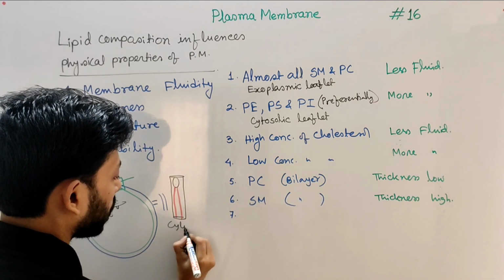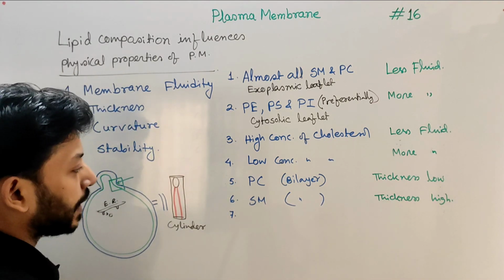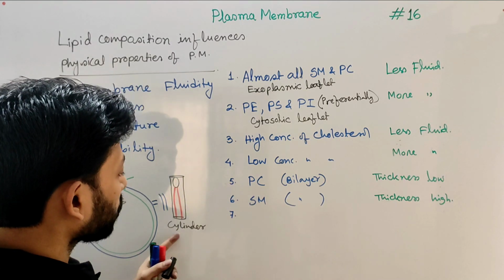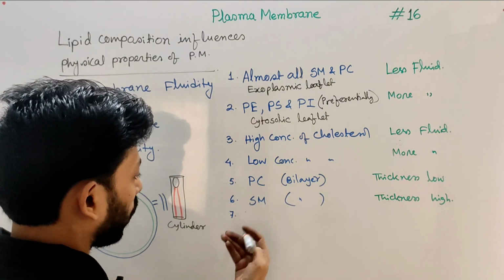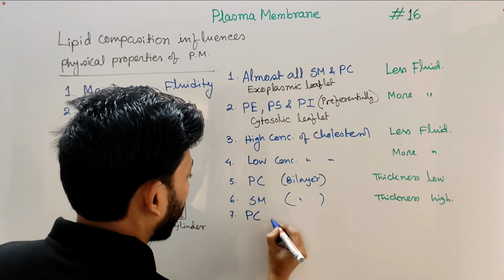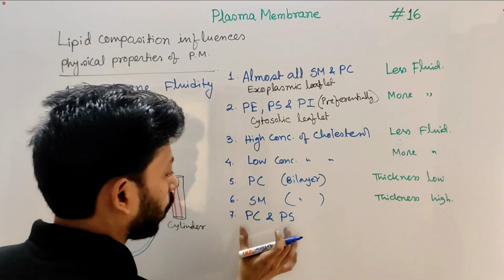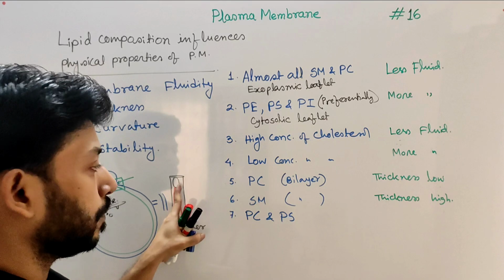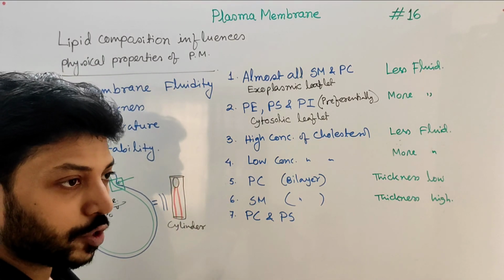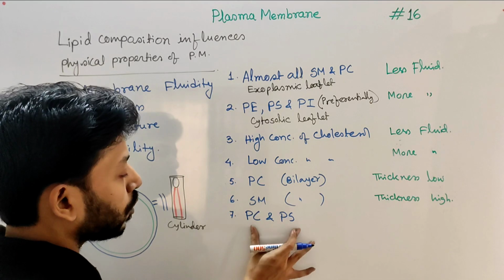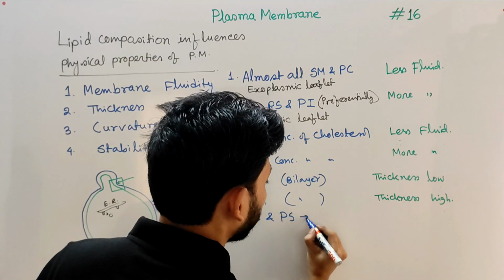Okay, remember this, cylinder. Like phosphatidylcholine and phosphatidylserine, these two phosphoglycerides have large polar head groups, and if they contain long fatty acids, then these two lipid molecules look like a cylinder.